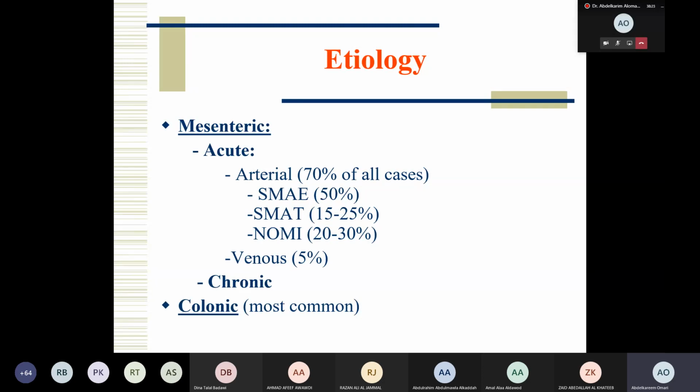So arterial is 70%. Out of them, superior mesenteric artery embolism, which we talked about, is 50%. The statistics say that among all those who come to us with embolism, 90 to 100% of these people have cardiac disease. So superior mesenteric artery embolism in 50%, superior mesenteric artery thrombosis in 15 to 25%, thrombosis as we said, and non-obstructive mesenteric ischemia is the rest.